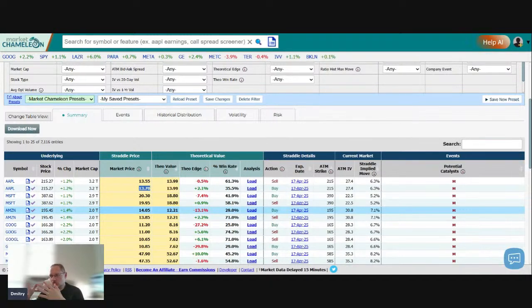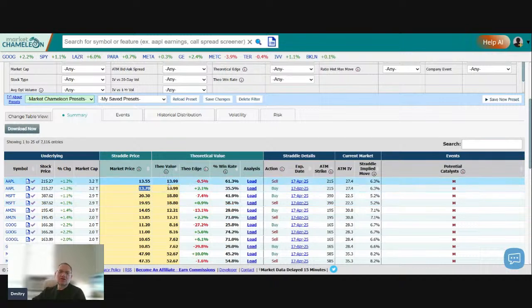Well, is the straddle attractively priced from the standpoint of buying it or selling it? That's what we're trying to first determine and narrow down.